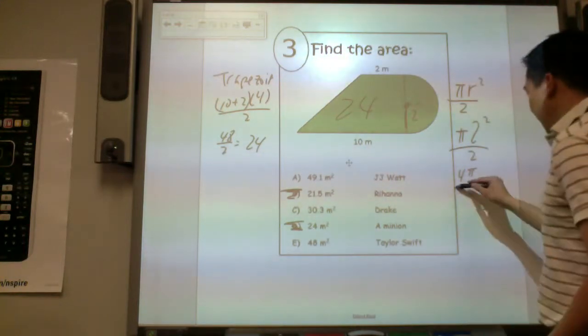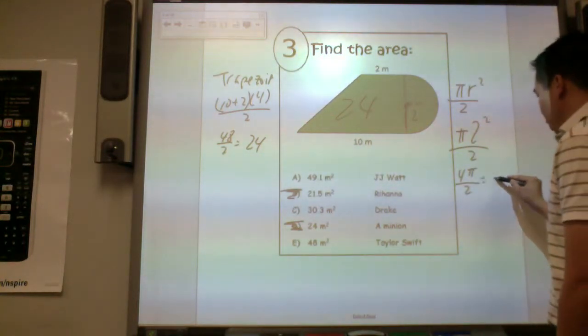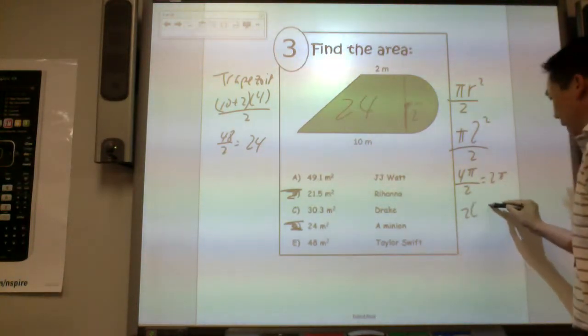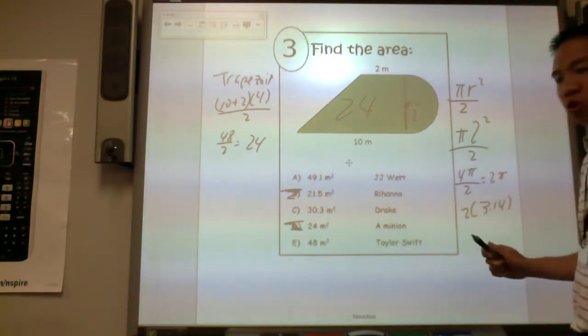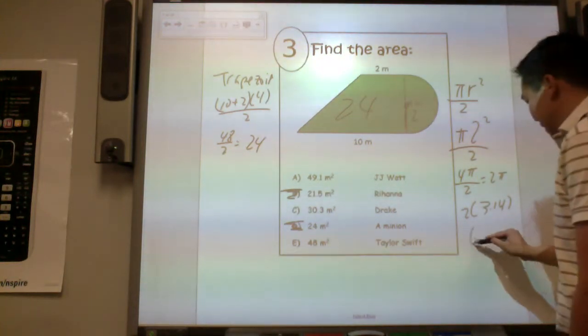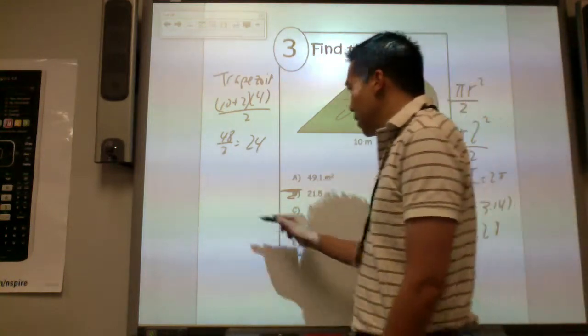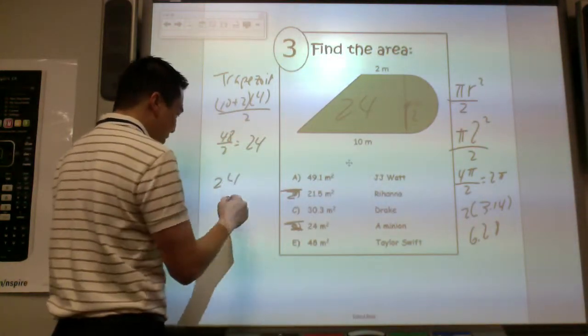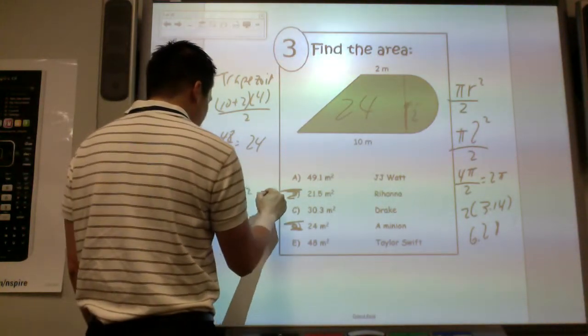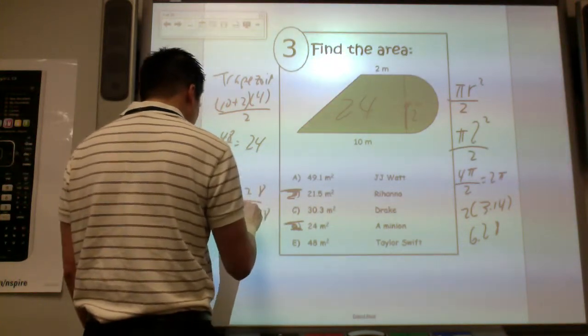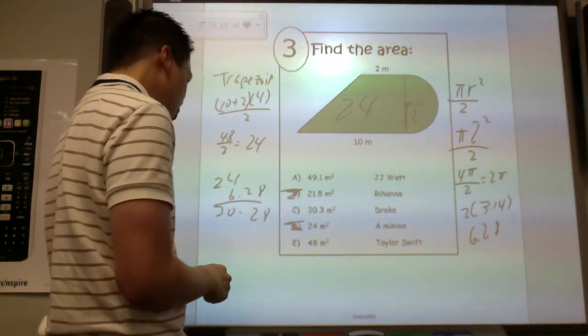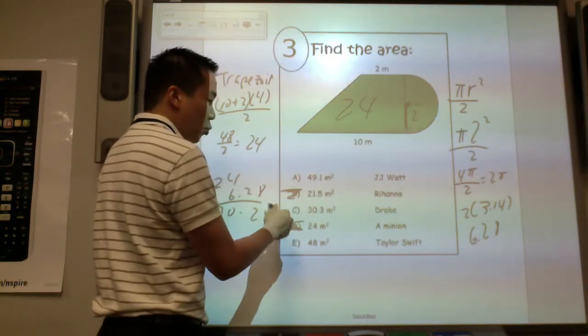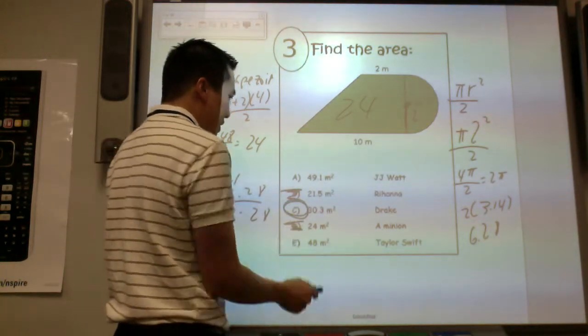So 4 pi divided by 2. And what's 4 divided by 2? 2 pi. And what is pi again? 3.14. 2 times 3.14 is 6.28. I guess I am wrong. It is C. 24 plus 6.28 is 30 and 2. Oh, they rounded to the nearest tens place, so C is the answer.